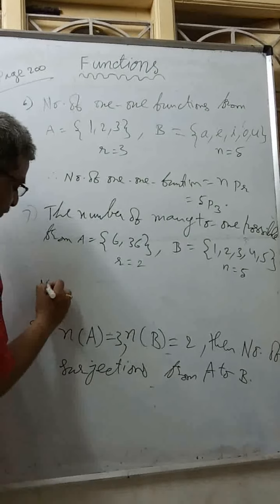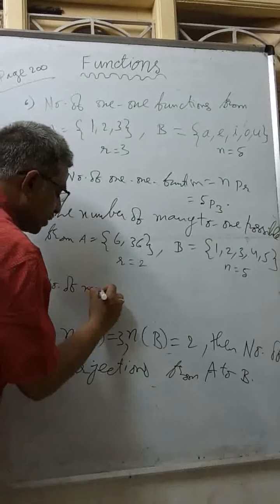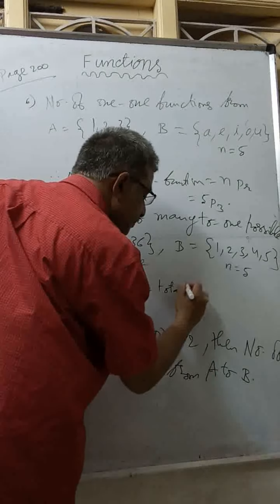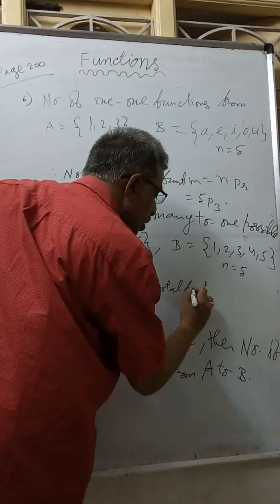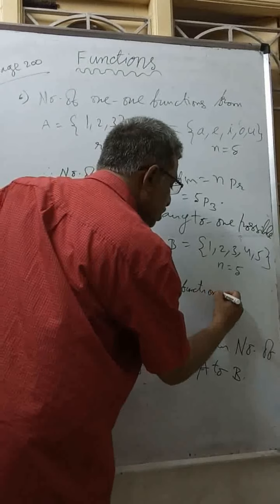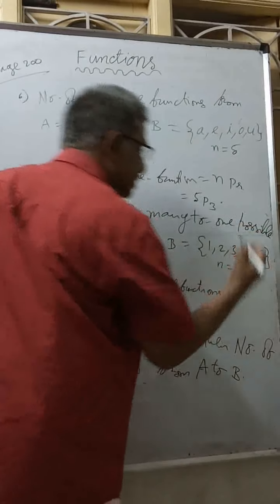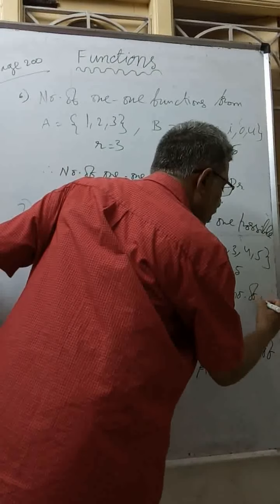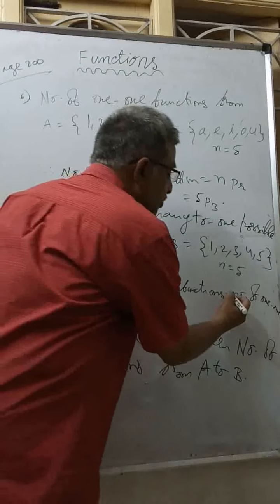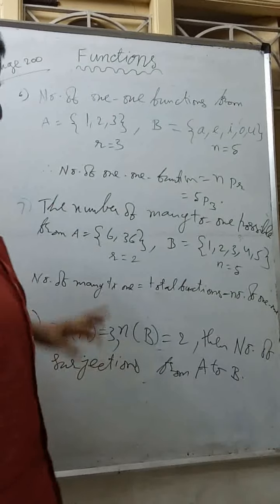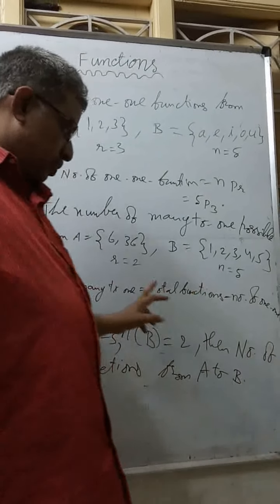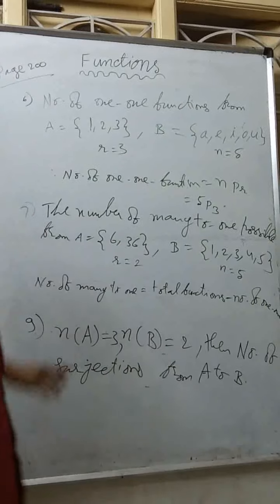So the number of many to one functions equals total functions, meaning every function I will get, minus the number of 1-1 functions. Because 1-1 is not many to one, but every other function which is not 1-1 is many to one. I know how to find the total number of functions, and the number of 1-1 functions. So total functions minus the number of 1-1 gives me many to one.